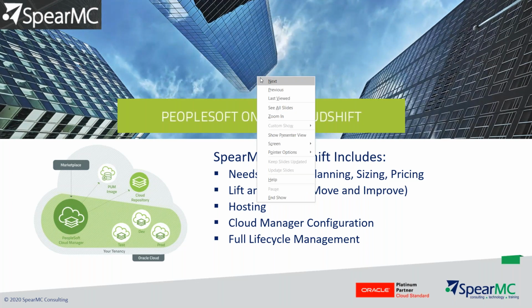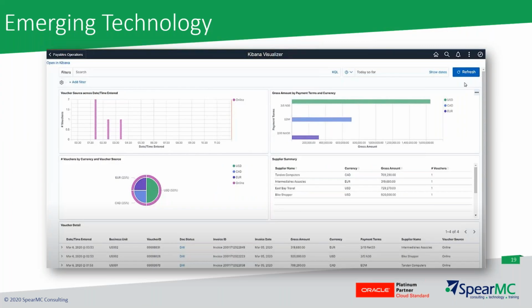All right, lastly, so emerging technology. This is a screenshot of Kibana. Kibana is a delivered tool set that allows for visualizations of delivered searches. So through the Elasticsearch search process that creates indexes and search indexes, those indexes can be brought into the Kibana visualizer and displayed in a visualized form.